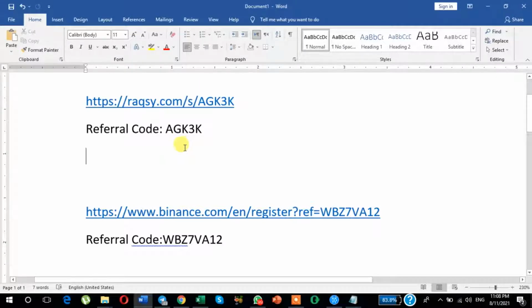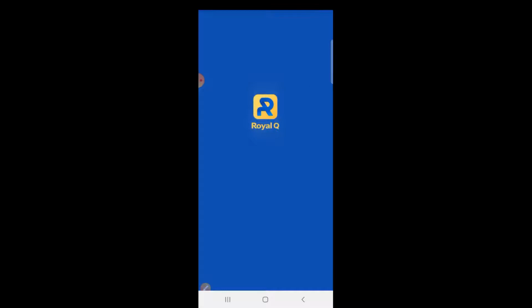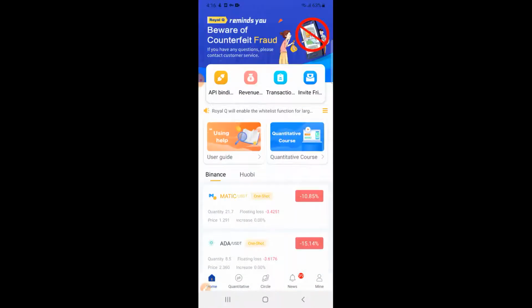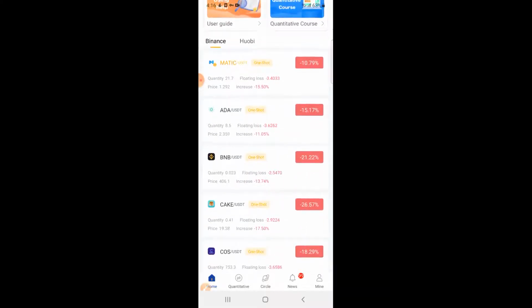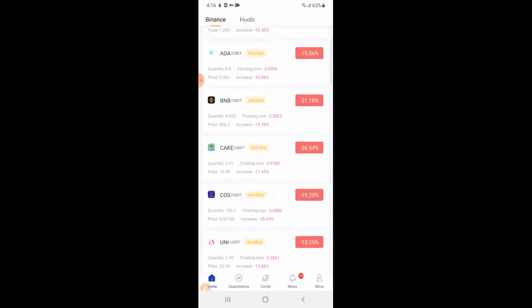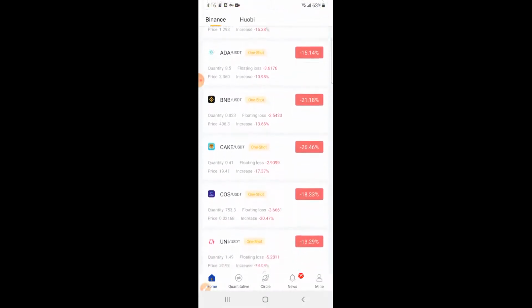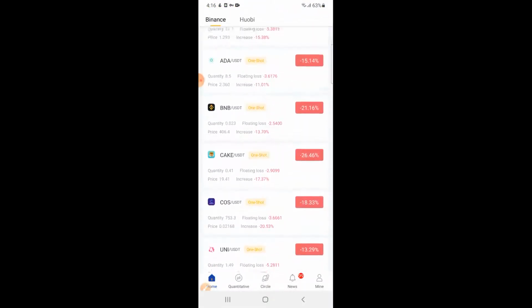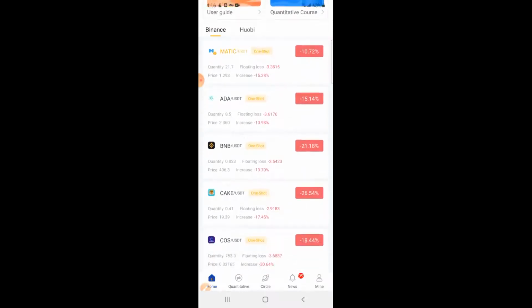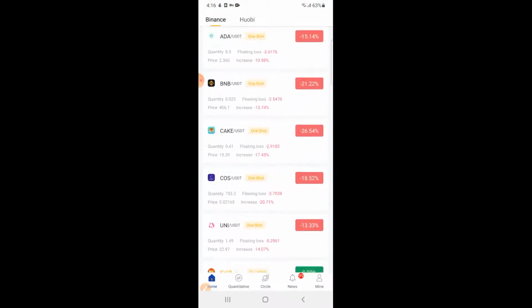After registration, do it with me in practical. Open the RoyalQ app. As you will see here, I already have 6 trades running.